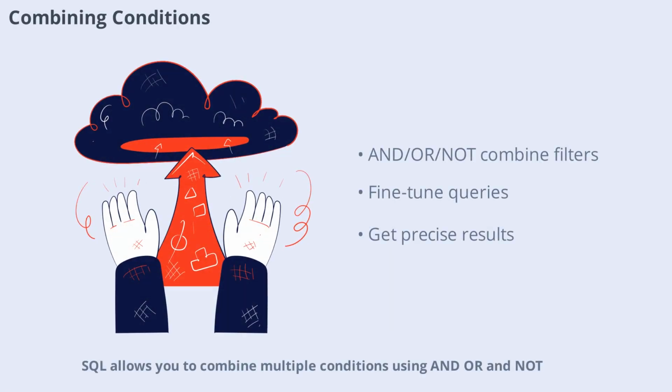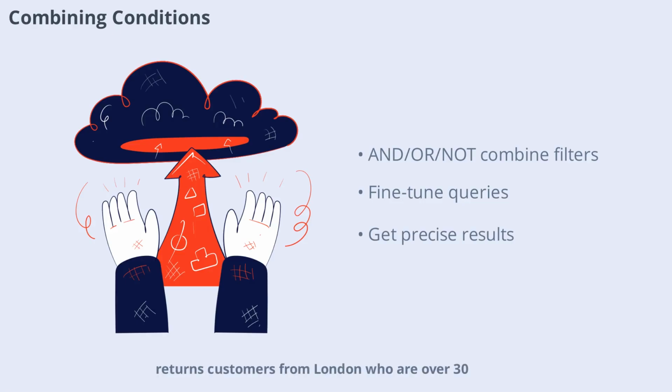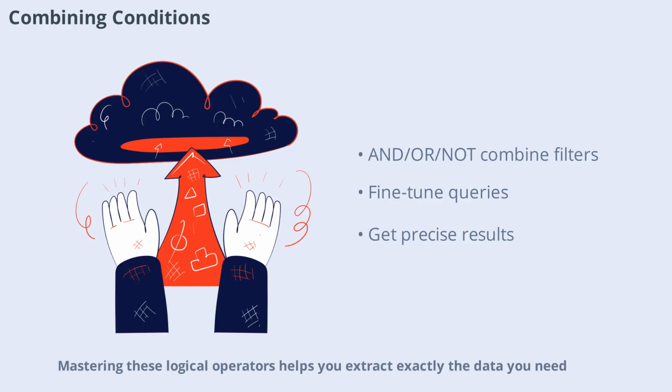SQL allows you to combine multiple conditions using AND, OR, and NOT. This gives you precise control over your queries. For example, SELECT * FROM customers WHERE city = 'London' AND age > 30 returns customers from London who are over 30. Mastering these logical operators helps you extract exactly the data you need.